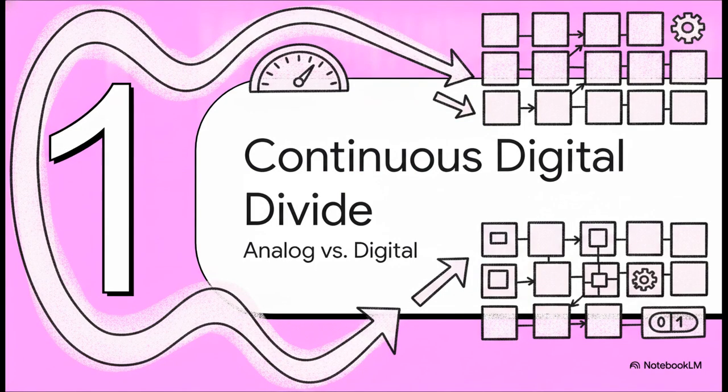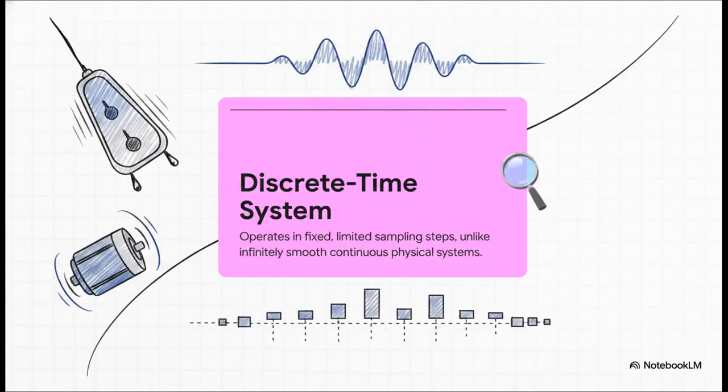Section 1. The continuous digital divide. Think about the physical world for a second. Things like a swinging pendulum, a spinning motor, or a sound wave. They move infinitely smoothly, right? That is continuous time. But digital computers, they just don't work like that. They can only sample information and update their commands at specific, fixed intervals. We call this a discrete time system. And bridging that fundamental gap between smooth physical reality and rigid digital steps forces a permanent, inescapable compromise on anyone writing code for the physical world.